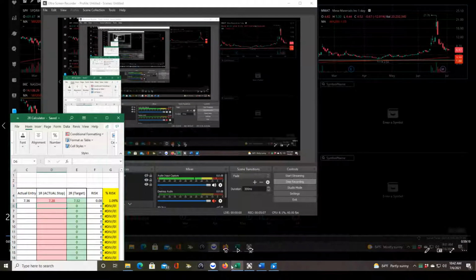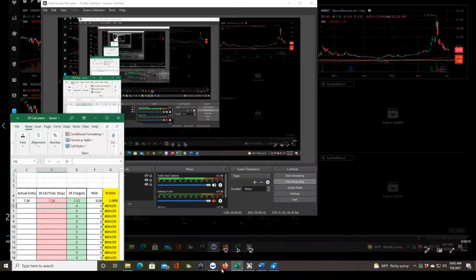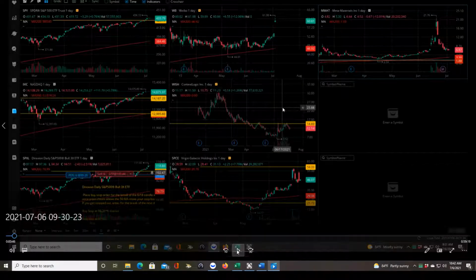The other thing that came to mind a lot today was this one: only look at stocks on the first page of the mid-ish cap screener, organized by volume. Like I said, that MMAT was going on and off that first page, and that's why I missed it. So that's pretty much it. I don't think there was anything else interesting that I caught in the video.